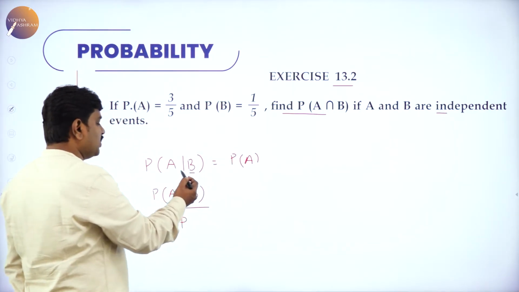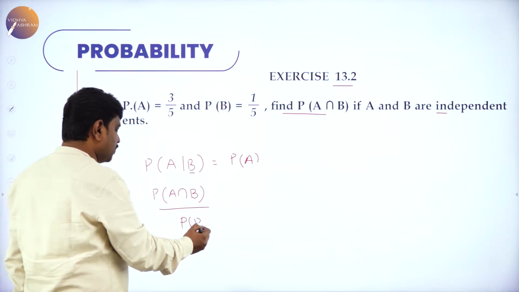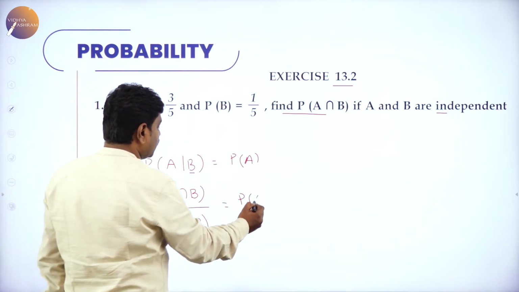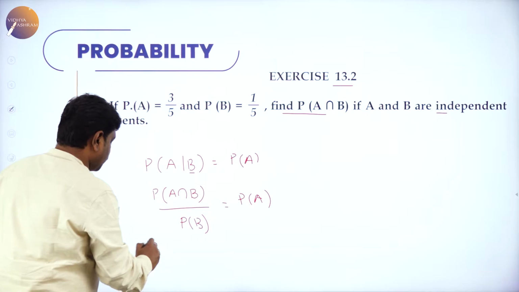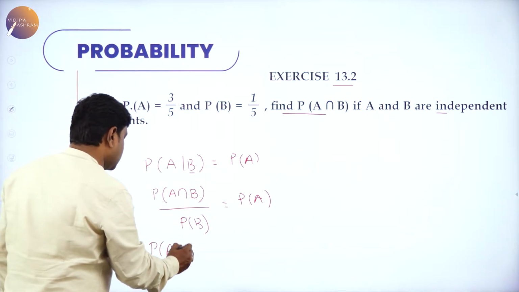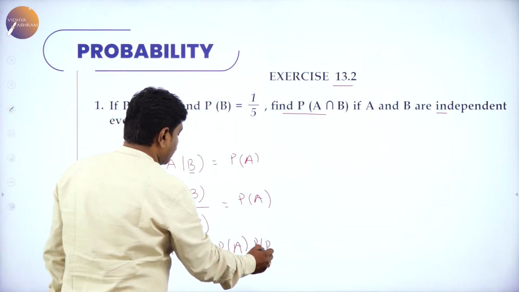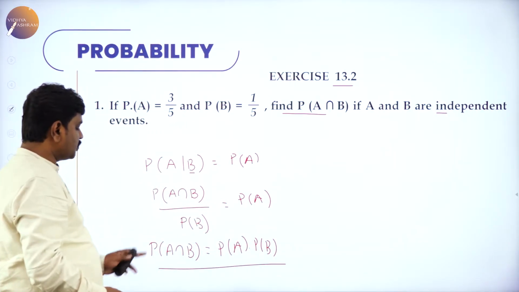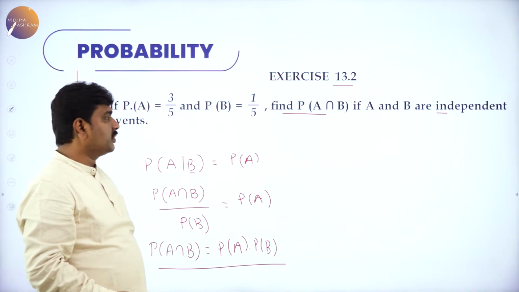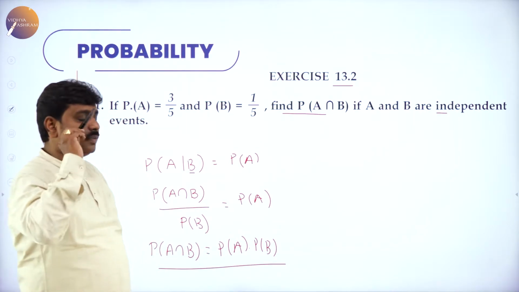So P of A by B is what? P of A intersection B divided by P of B. That is equal to P of A. If you rearrange, you will get P of A intersection B is equal to P of A into P of B. So this is the formula. So when can we use P of A intersection B is equal to P of A into P of B? If the events are independent.